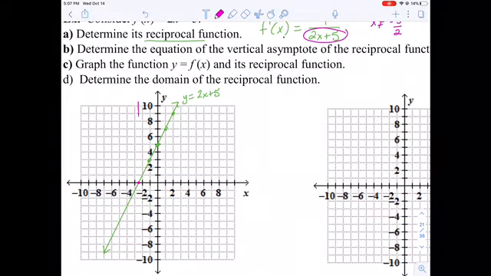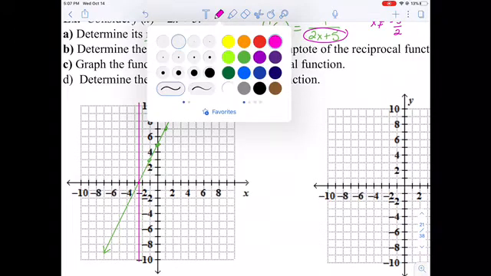And what does that create there? That creates, that's not a very good graph. Let's see if I can straighten that out there. That's better. That's my asymptote.